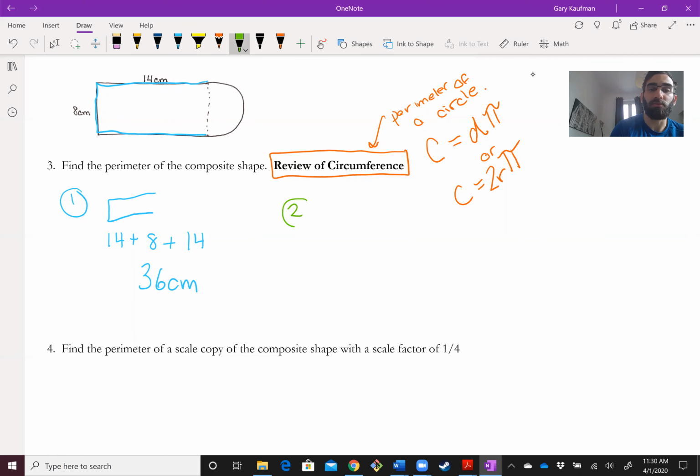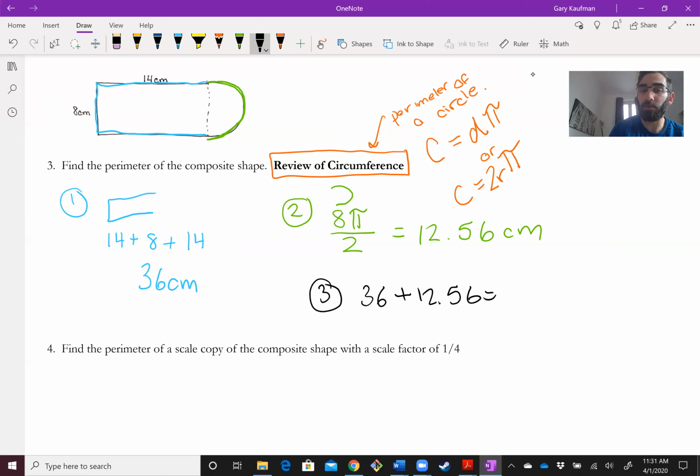Then I want to do just this part, which is half of the circumference. You can do this in two different ways. Again, the diameter is 8, so 8 pi is the circumference, but we need to divide by 2 because we only have half. And when we do this, again, using 3.14, we get 4 times 3.14, which is 12.56 centimeters. We put this together and find that the full perimeter is 48.56 centimeters.